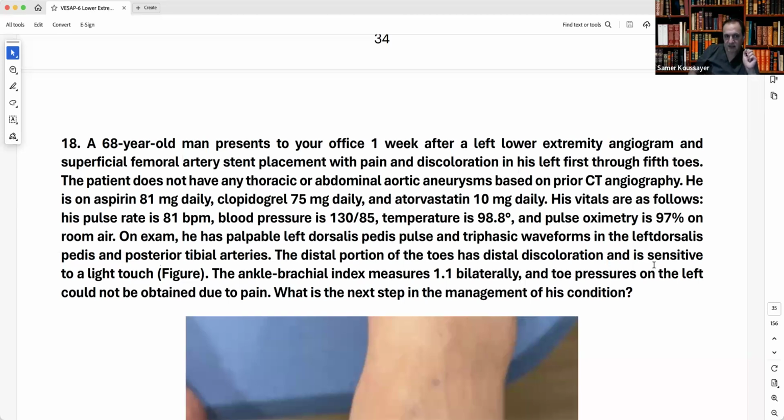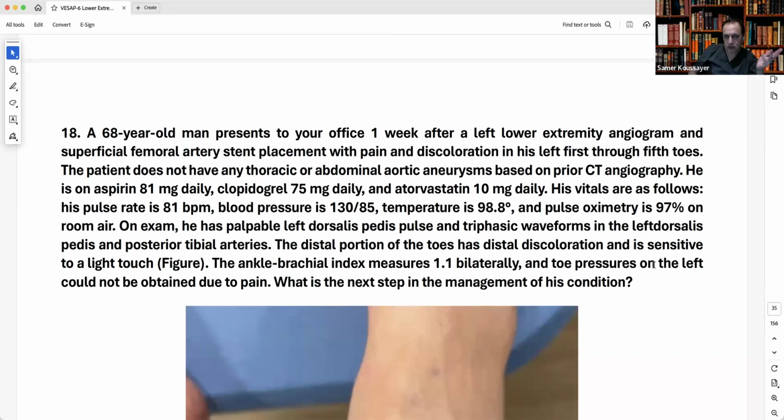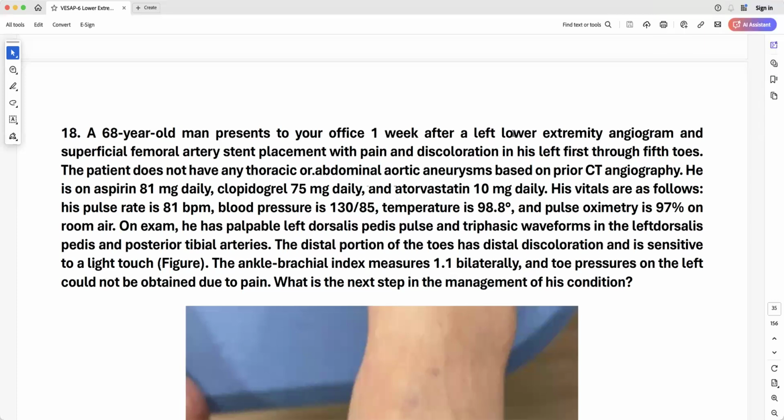But it's very, very sensitive, you know. The ABI is normal, so it's not an occlusion; don't think about ischemia or popliteal artery occlusion or something like that. So he tells you that everything is normal, so the intervention was successful, but the problem here was the blue toe syndrome. Okay? He is already on aspirin and Plavix.